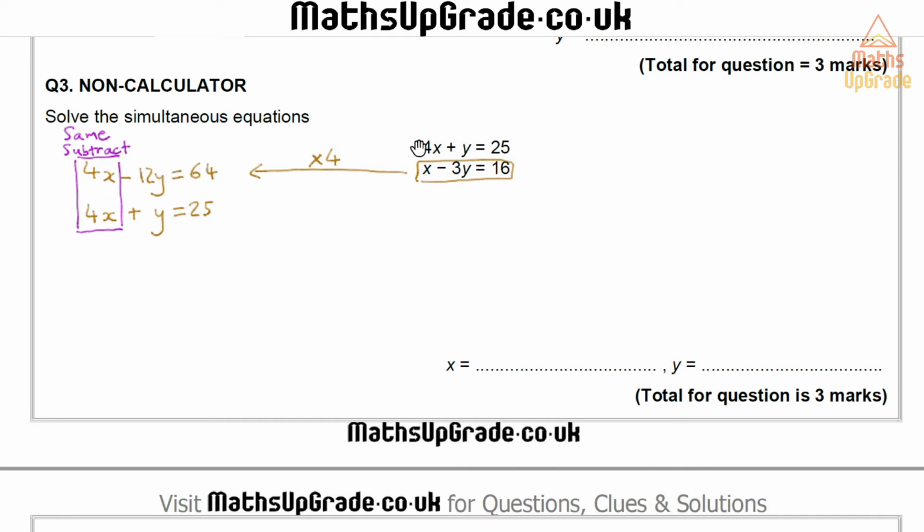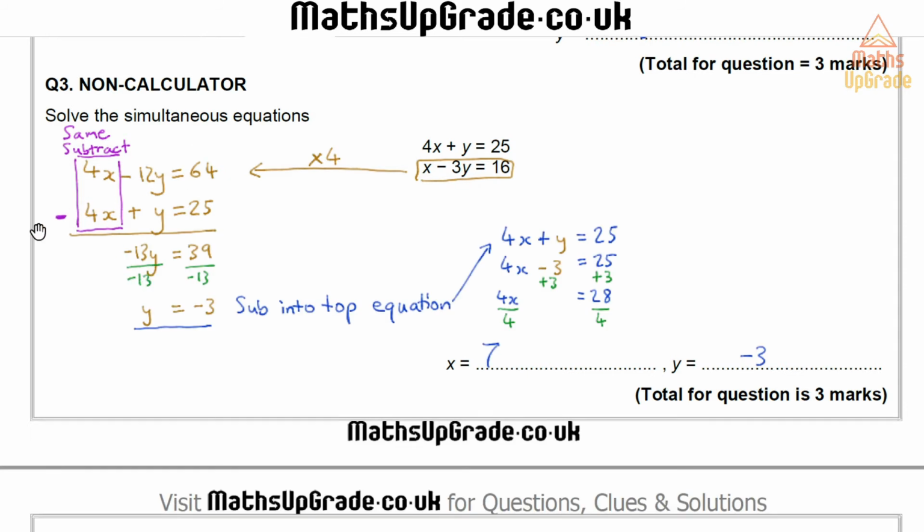I'll write this top equation underneath it so I can compare them, and I can see that the x's have got the same coefficient, and importantly they've got the same sign. If they've got the same sign, I'm going to subtract to eliminate the x. So subtract and I end up with no x here. Negative 12y subtract 1y is negative 13y. 64 subtract 25 is 39.